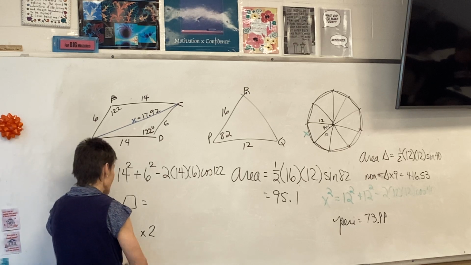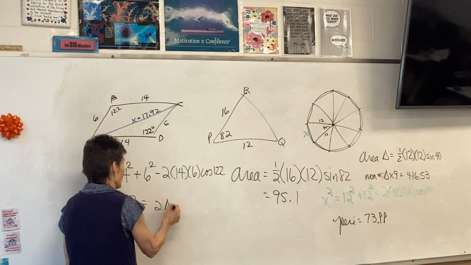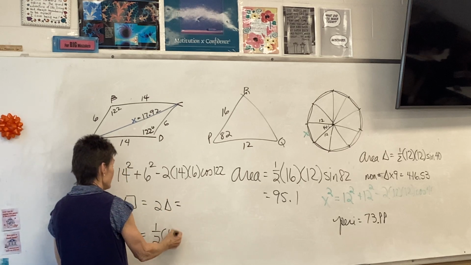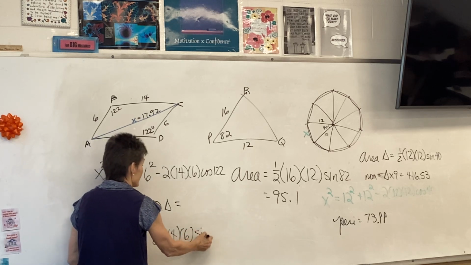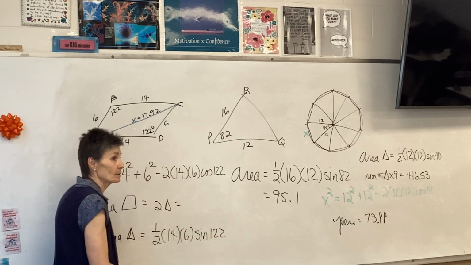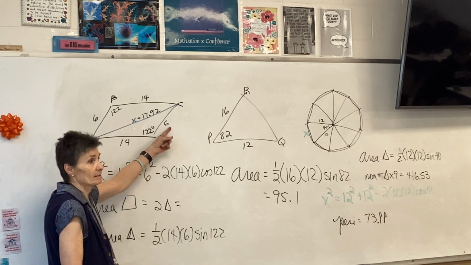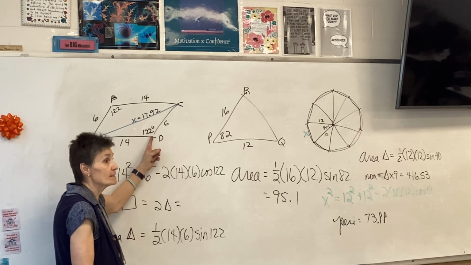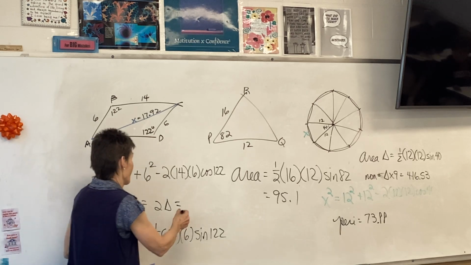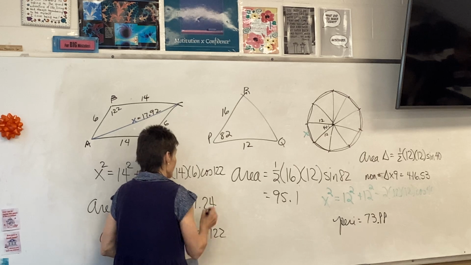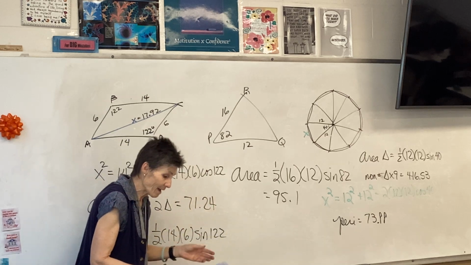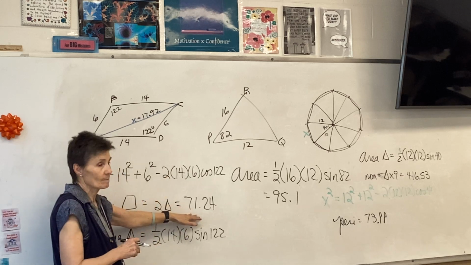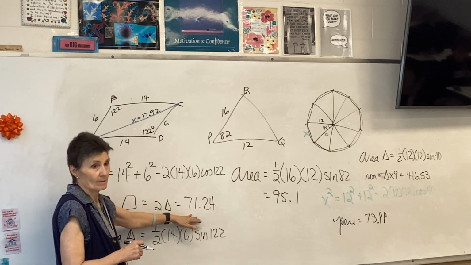How do we find the area of the triangle? One half times 14 times 6 times sine 122. It's two sides and the angle in between. That's 35.62. Double it, times 2, is 71.2. And whatever the unit would be, that would be square units.